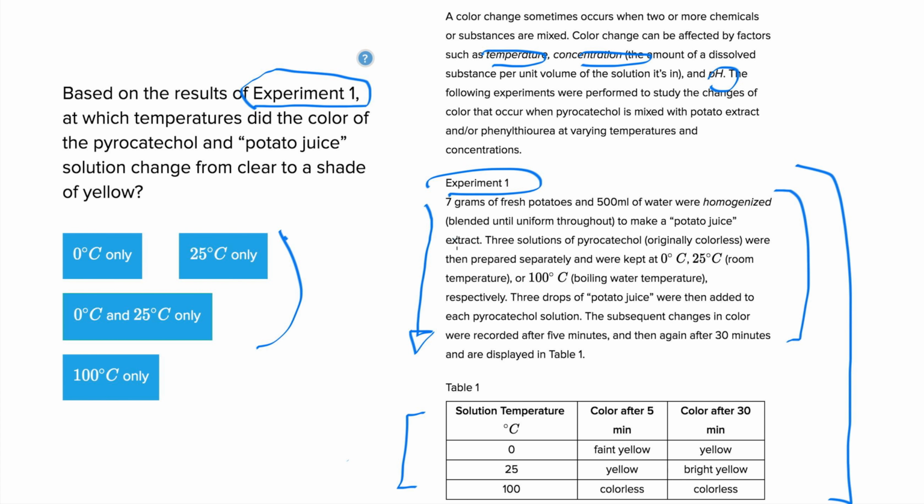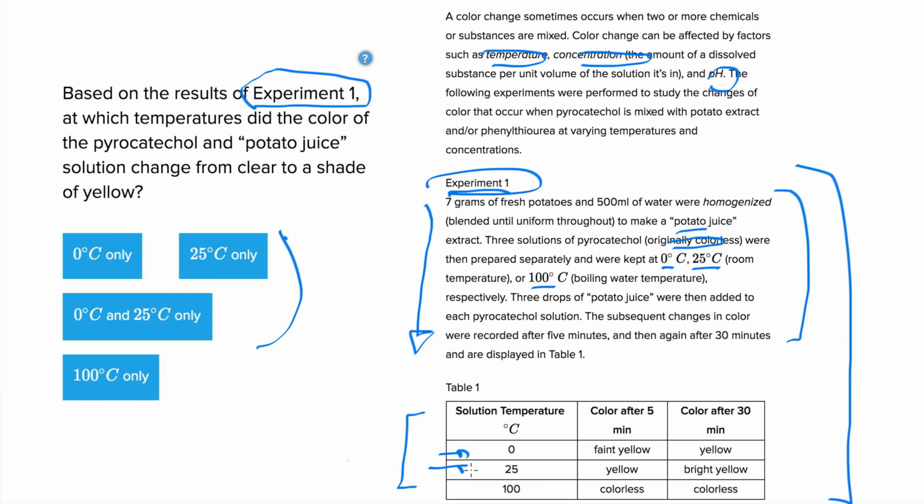Okay, so we know that this is going to be a research summary, so we need to read very closely. What we see here is that we're told that we're going to use potato juice extract, and that the original 3 solutions of procatechol, which are originally colorless, were kept at different temperatures, 0 degrees, 25 degrees, and 100 degrees.